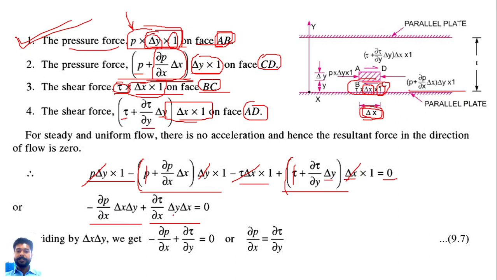So here are your remaining terms, and after dividing by delta x and delta y, this will be cancelled out, and the remaining terms are del p upon del x and del tau upon del y. So we can write it like this, and this will be your new equation after simplification of the main equation.